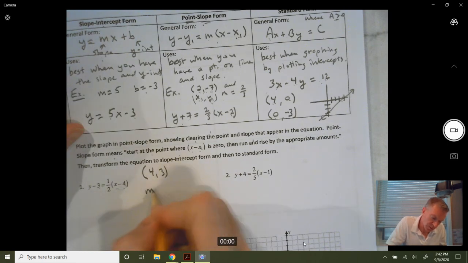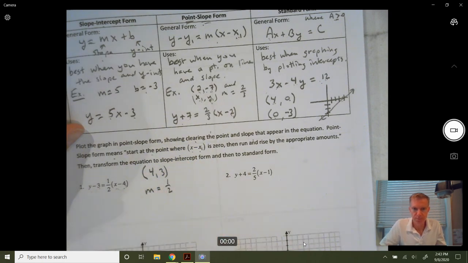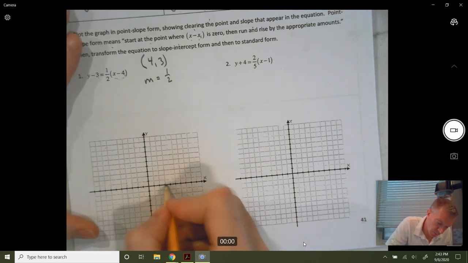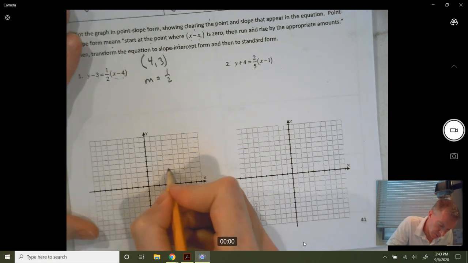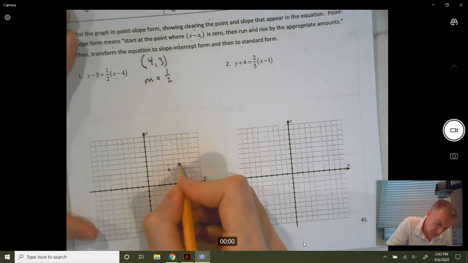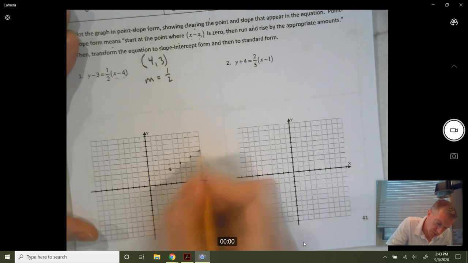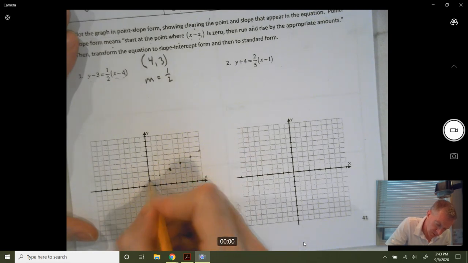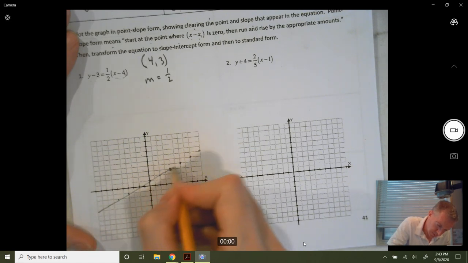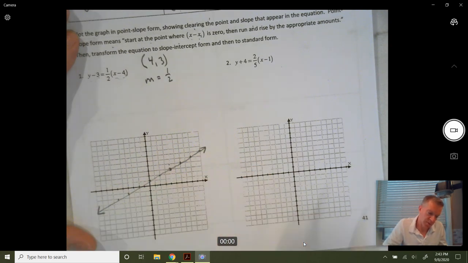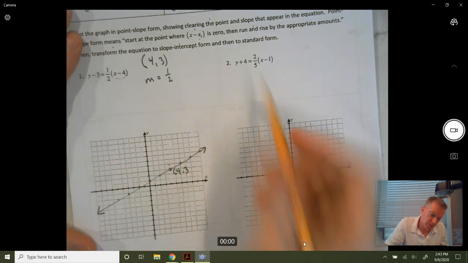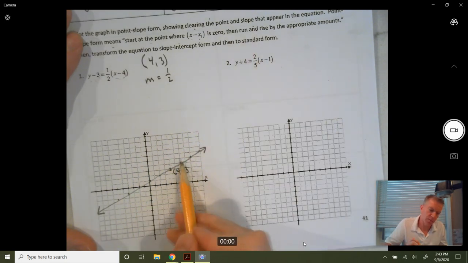My slope, I know, is 1/2. So we go to (4, 3), 1, 2, 3, 4, 1, 2, 3. There's our point that we know is on the line. The slope is positive, rise over run, up 1 over 2, up 1 over 2, up 1 over 2. Continue the trend the other direction, and you've got your line. So showing clearly the point, (4, 3), and clearly the slopes. You can see I went up 1 over 2, up 1 over 2.